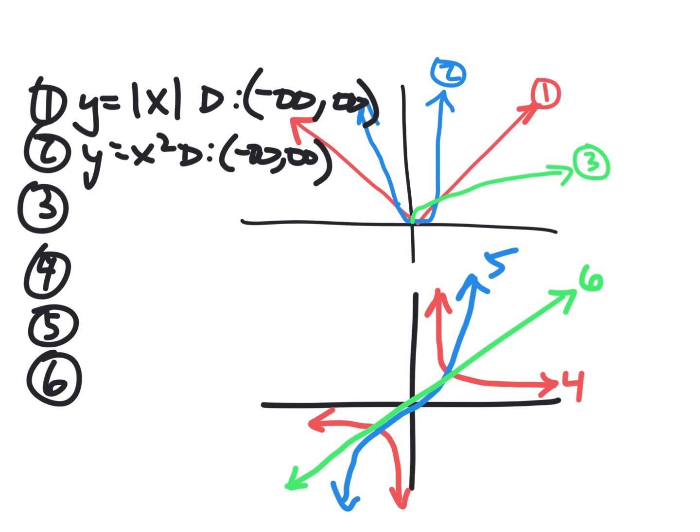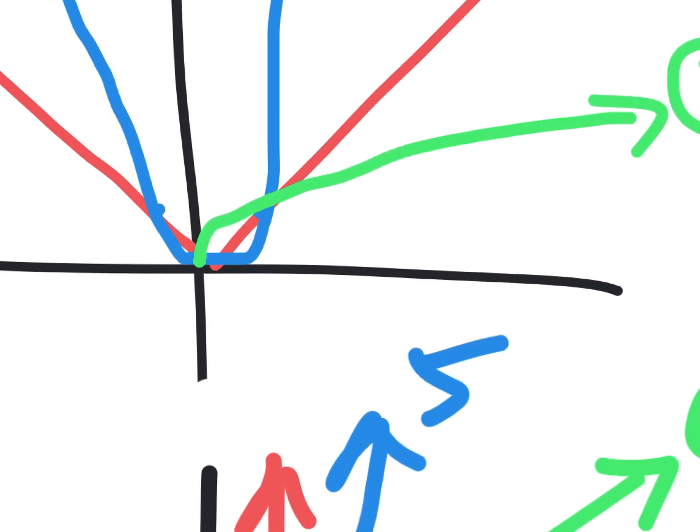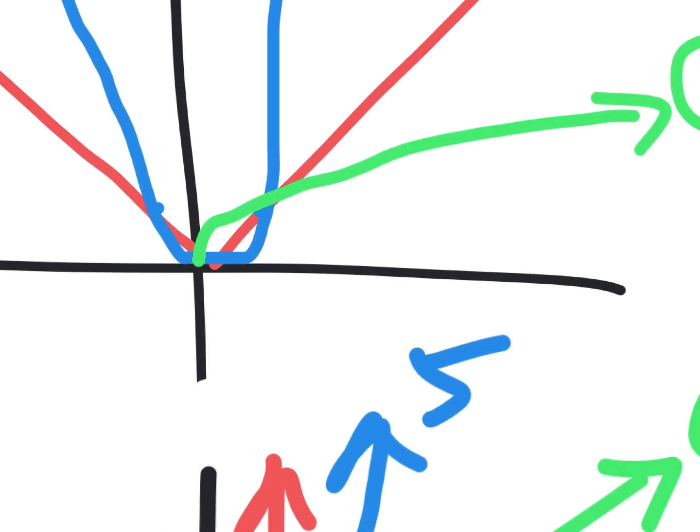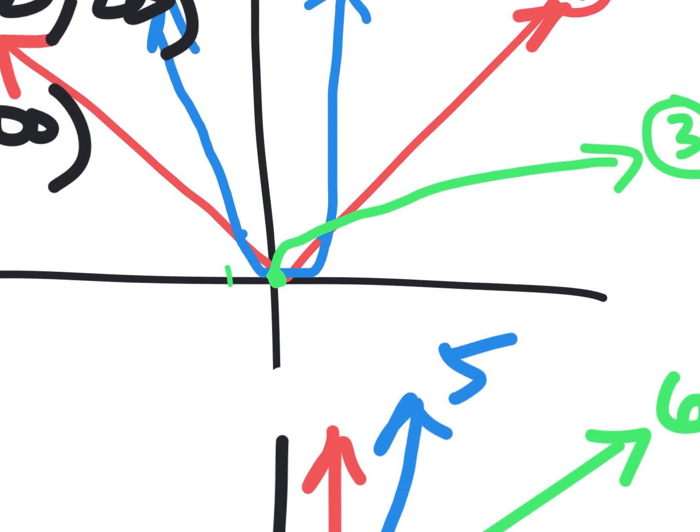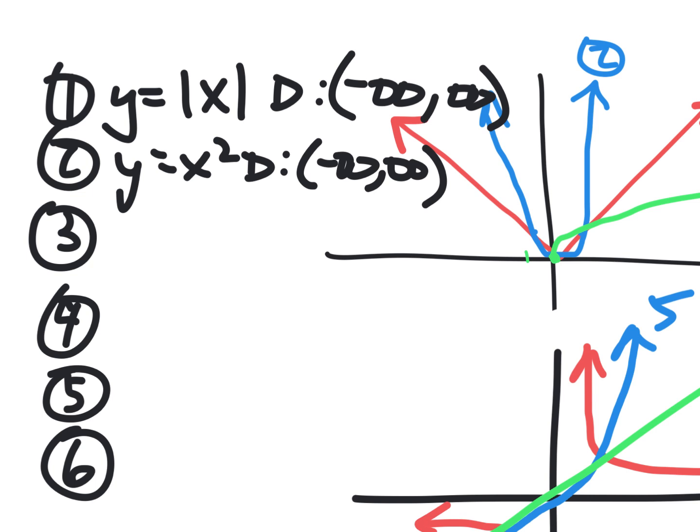Number 3 is the square root. Notice the square root has a start, just a hard stop right there at 0, 0. It doesn't go here because you can't put in negative 1 into a square root. So it's y equals the square root of x, and it does not go forever. It goes from 0 to infinity.